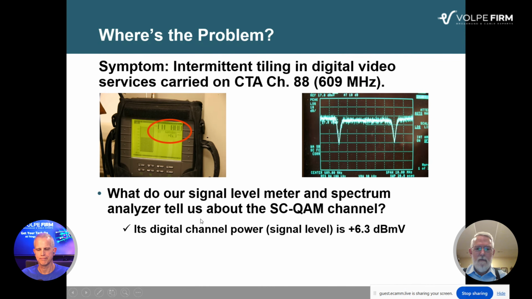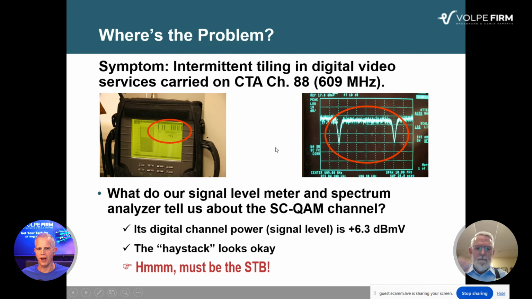Pretty good power. Yeah. The haystack looks okay too. You don't see anything popping up out of the top of it. And it's nice and flat. Nice and flat. Looks close to the same level within a dB or 2 of the other channels. So we should be good, right? We can go on to the next ticket. No, there's still intermittent tiling. So what do we do? Well, this must be the set-top box.